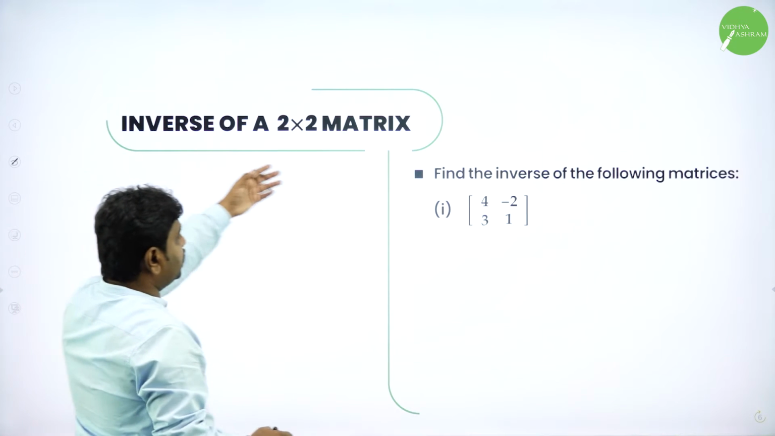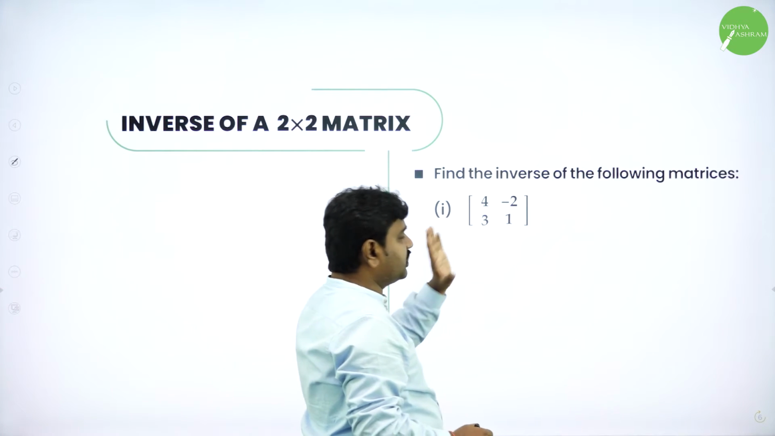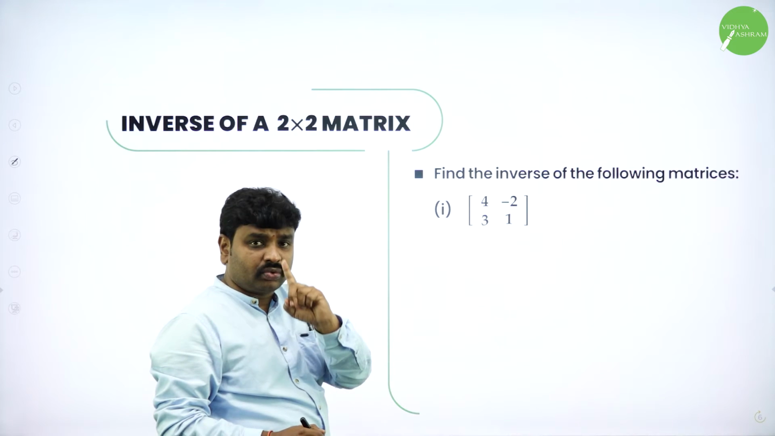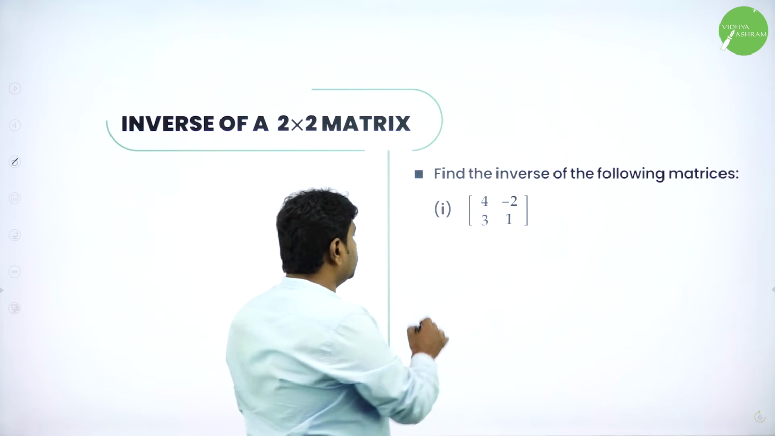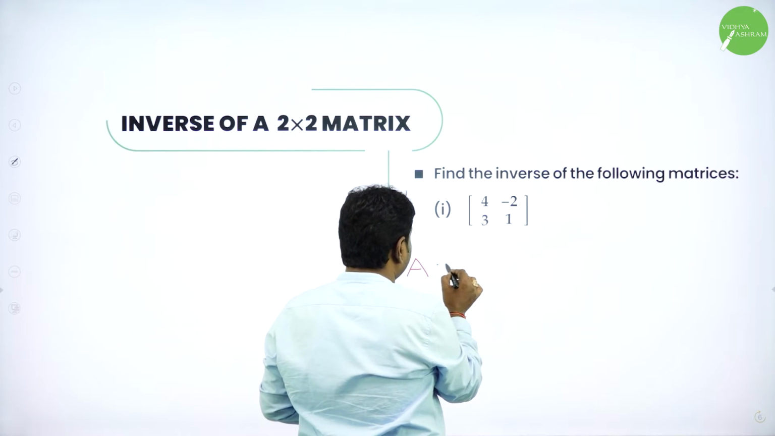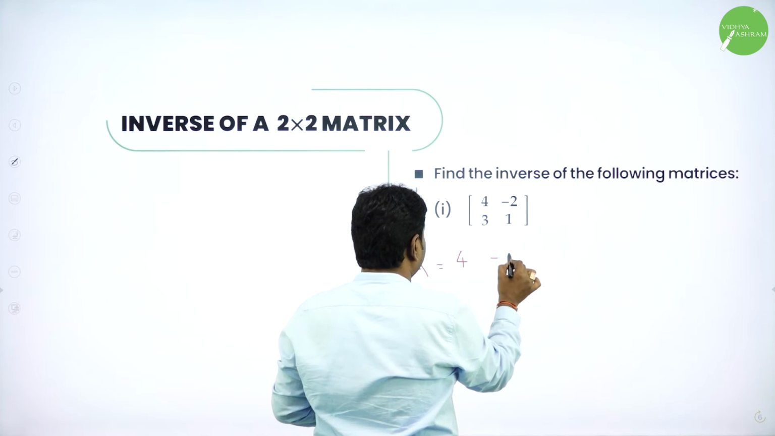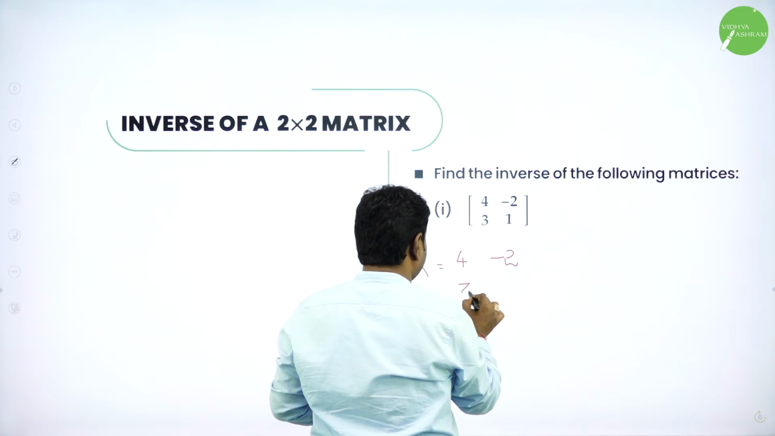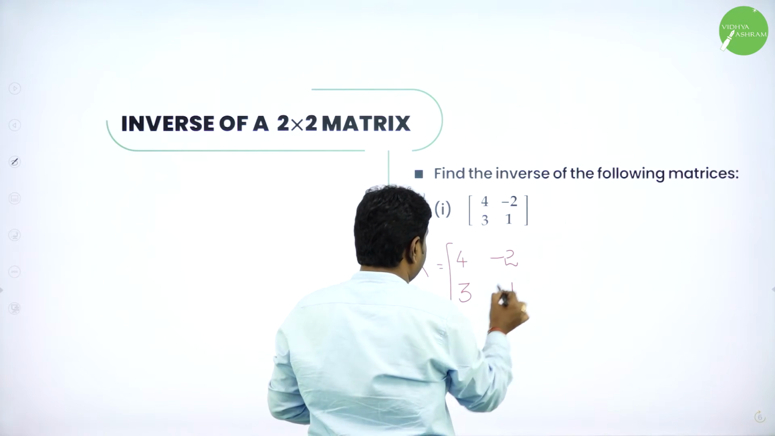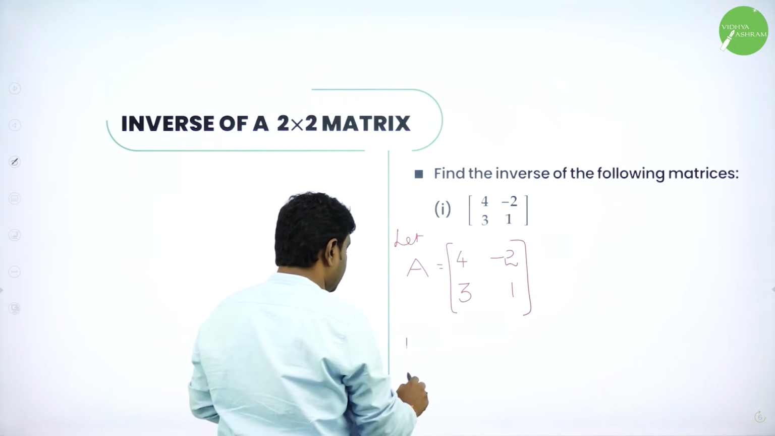Now find the inverse of the following matrix. Again they give one more matrix. What is the first step I taught you? I taught you to find determinant. So let us assume the given matrix as A. Let us symbolize it as A. A is 4 minus 2, 3, 1. And then I will find determinant of A.